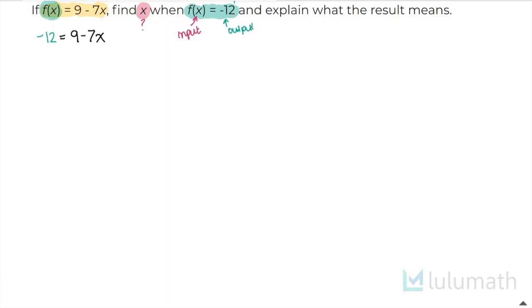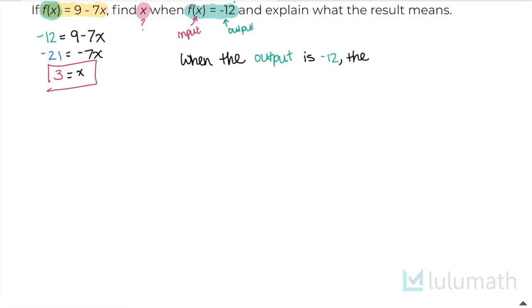So I'm going to get rid of this 9 by subtracting it. And when I subtract it, I get negative 21 equals negative 7x, divide both sides by negative 7, and I end up getting x equals positive 3. So this time what we are saying is when the output is negative 12, the input is 3. So this time the way we would write our coordinate is it would be 3, negative 12.